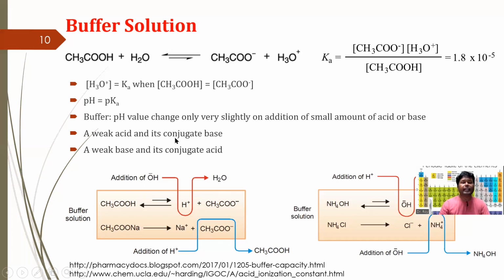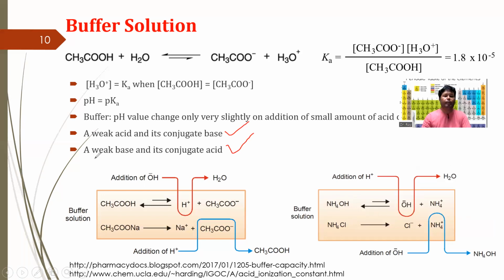A weak acid and its conjugate base, as already mentioned, or a weak base and its conjugate acid. Here you can see this is a weak base and its conjugate acid. So a weak base and its conjugate acid, or a weak acid and its conjugate base, is known as a buffer solution.